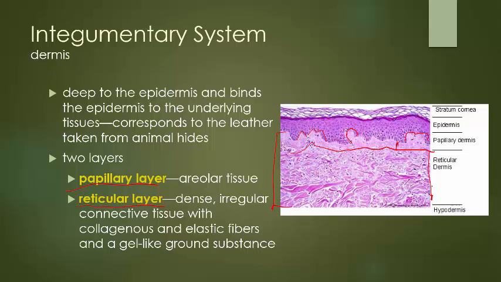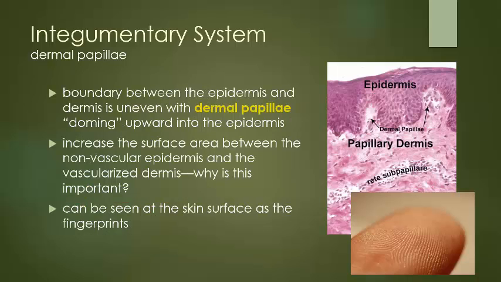All right, so let's take a moment now to look at those dermal papillae. So here are some very obvious dermal papillae right here. And so we see that the boundary between the epidermal layers and the dermal layers is not nice and flat. They're very uneven, with these dermal papillae that push or dome upward into the epidermis layer. What's the value of that?